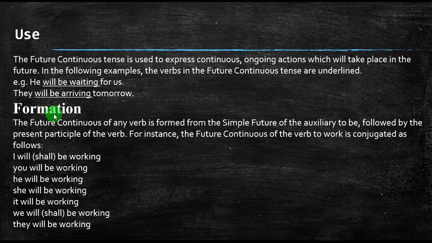So let's now learn its formation. The future continuous of any verb is formed with the simple future of the auxiliary to be followed by the present participle of the verb. For instance, the future continuous of the verb to work is conjugated as follows.